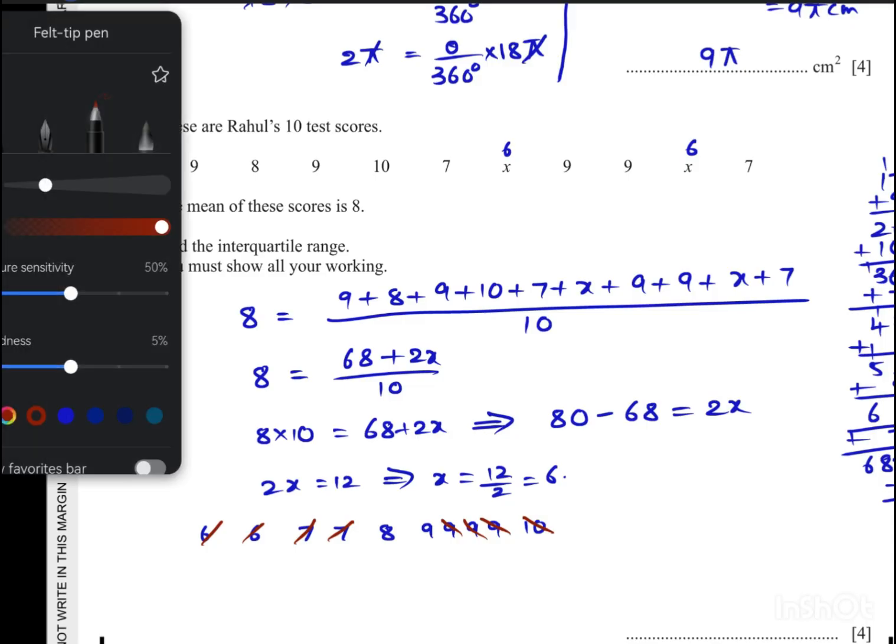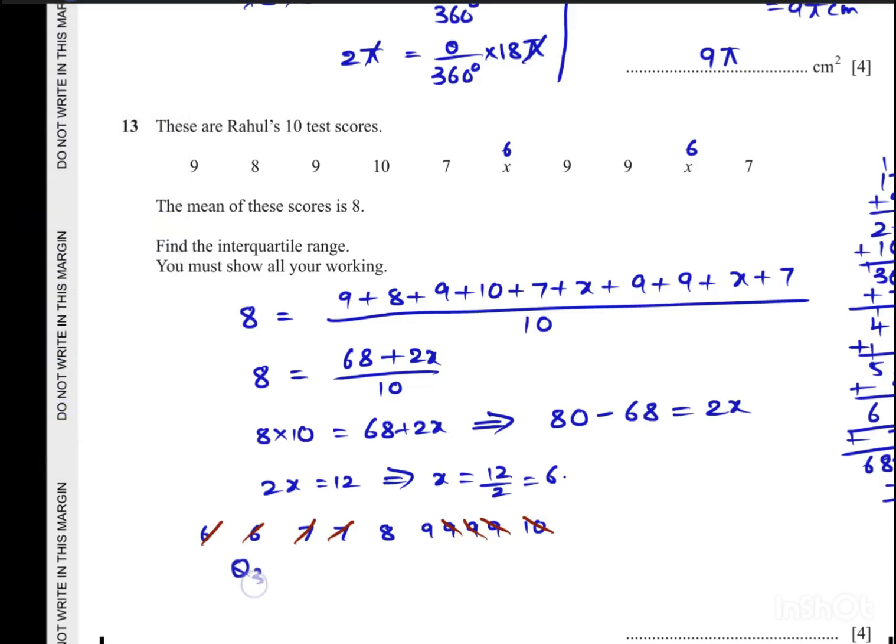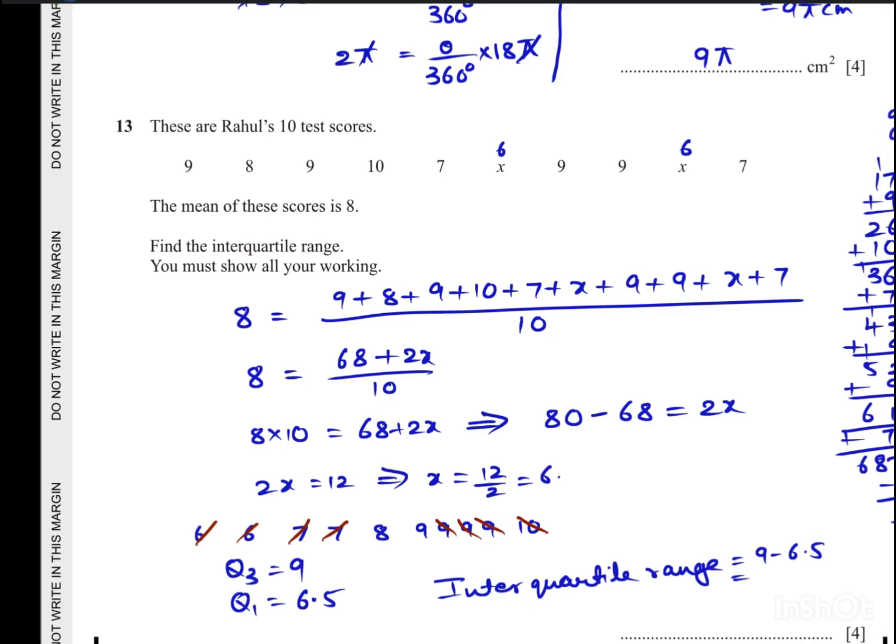So write down that Q3 is equal to 9, Q1 is equal to 6.5. So interquartile range will be 9 minus 6.5. 9.0, 6.5, this is 10, this is 8. 10 minus 5 is 5, 8 minus 5 is 2, 2.5. So 2.5 is the interquartile range.